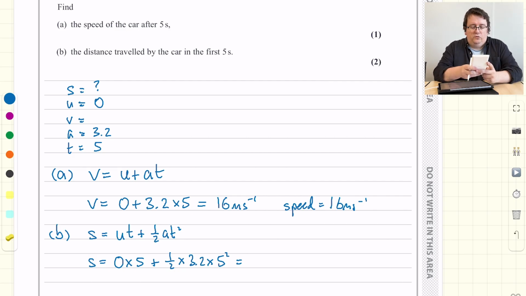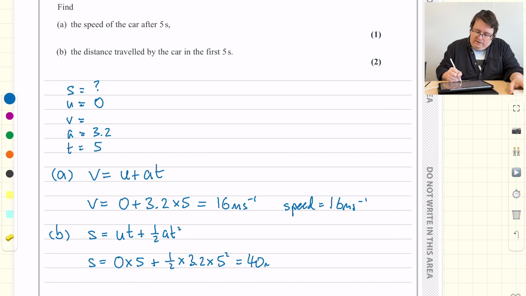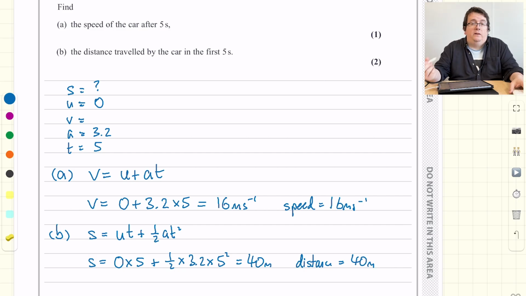So 0.5 times 3.2 times 25 is 40. So 40 metres. So distance is 40 metres. And that's my answer to question 1. So this is question number 2.